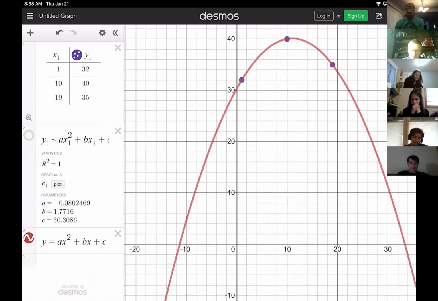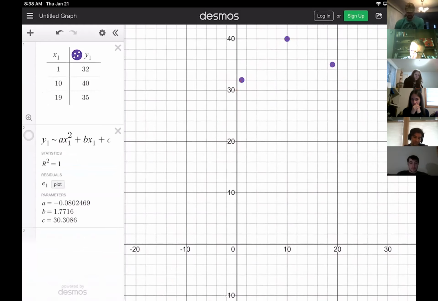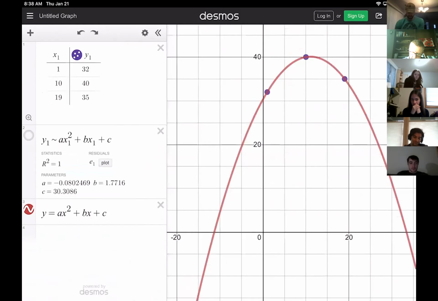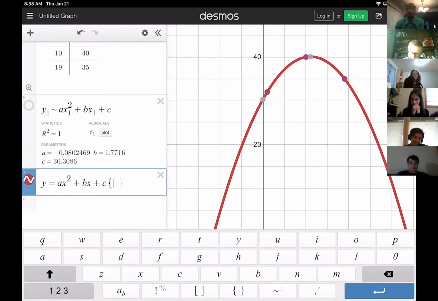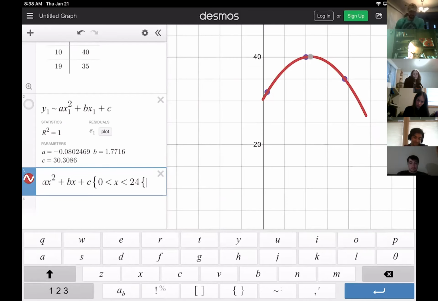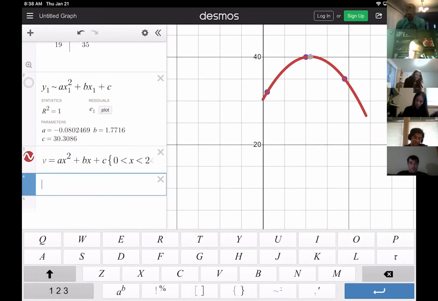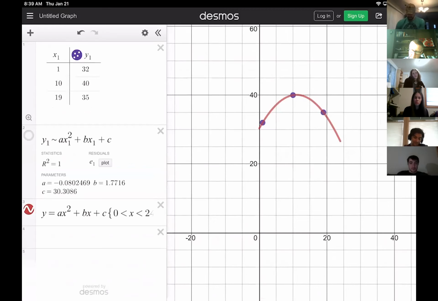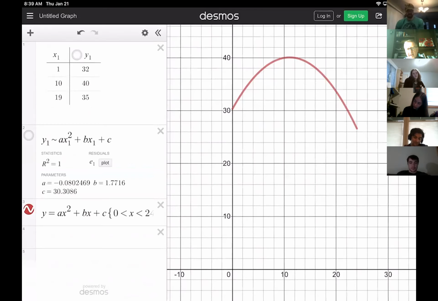Now, the only reason I did this, because that looks like a waste of time, is now I can go back in here and limit by saying I want X to be greater than 0 and less than 24. You're getting some free Desmos knowledge here. How do I get the right side of that guy? Second, that's how I do it. Then I could even turn those points off now. Does it make sense? That's the whole day now.